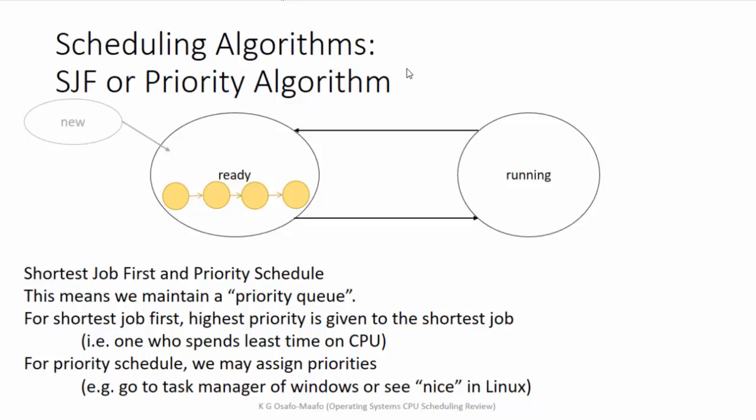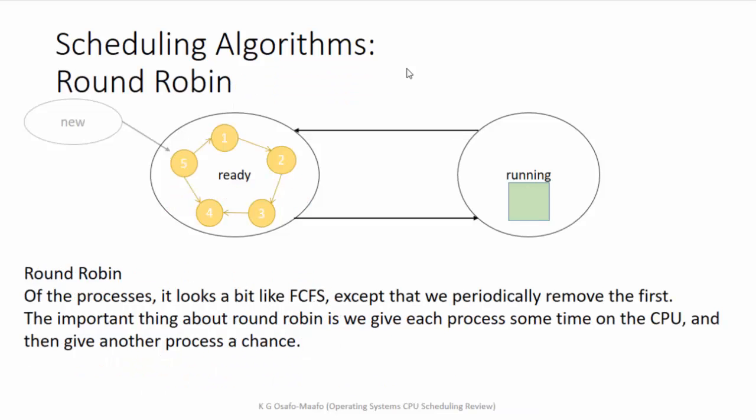So if it is a shortest job first scenario, that means whoever comes in gets to run. But for the priority, we could just say it's like a set of items and you pick one of them to run. So that is the whole idea with priority. Shortest job first just means that the priority is given to the job that has the shortest time.